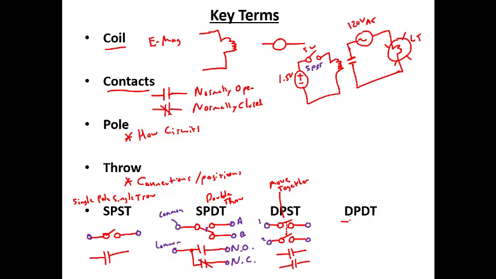The last one that we'll look at is a double pole, double throw switch. So now we have two sets of contacts, and now they're both normally open, normally closed. So this would be, I'll draw this one up here. This would be like this for a relay. So we'd have one set of contacts, normally open, normally closed. Then we'd have another set of contacts, normally open, normally closed.